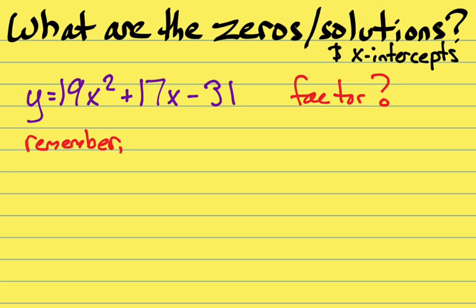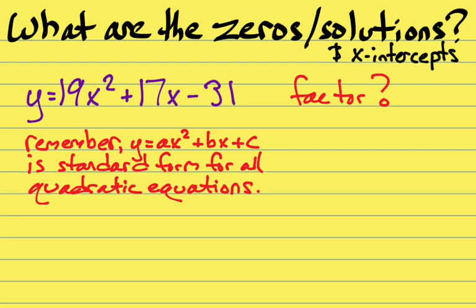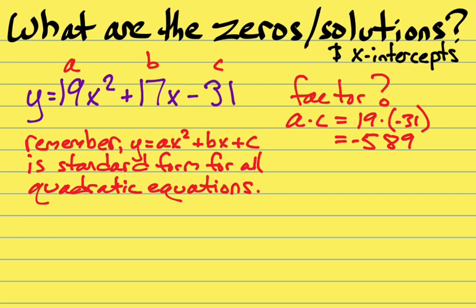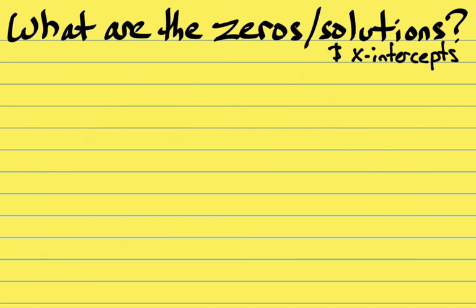Well, remember, y equals ax squared plus bx plus c is standard form for all quadratic equations. Factoring this would have you multiply the a and c values, 19 and negative 31, to get negative 589. So then you'd have to figure out what two numbers multiply to make negative 589 and also add to make 17. Not really interested in figuring that one out.